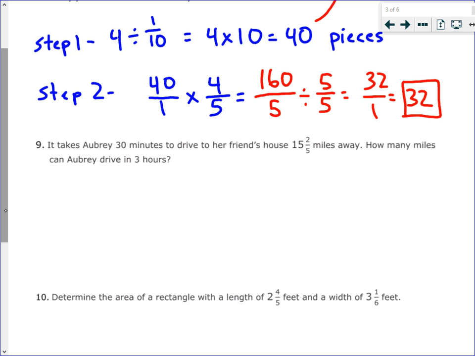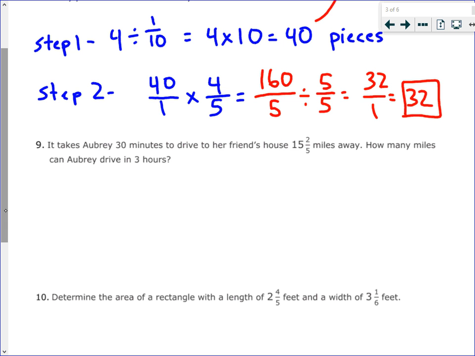And you can do 6 times 15 2/5 miles away and find your answer that way. But that way would probably be easier. Or you can change 30 minutes into hours, which would be 1/2 hour, and you can do 3 divided by 1/2. Or you can figure out how many miles she can drive in 1 hour. So you could do 15 2/5 times 2, and that'll give you how many there are in 1 hour, and then multiply that by 3.